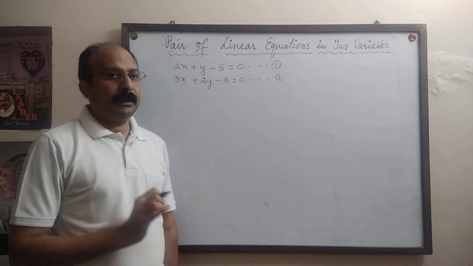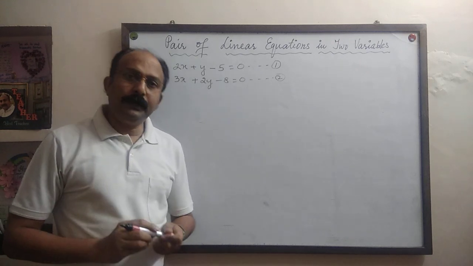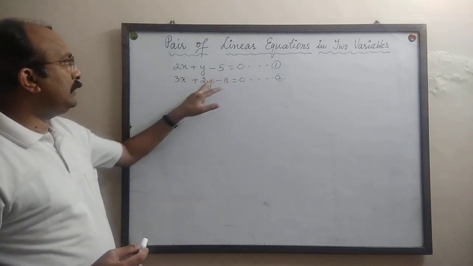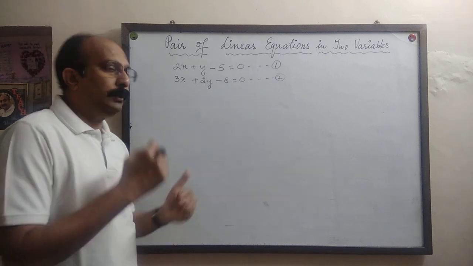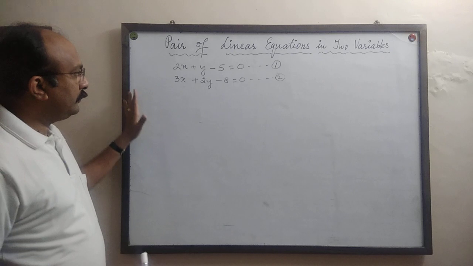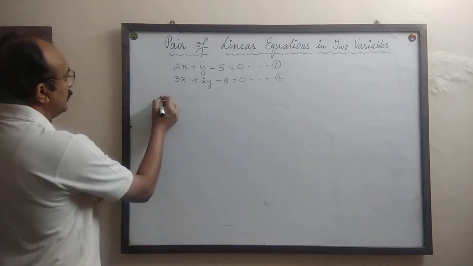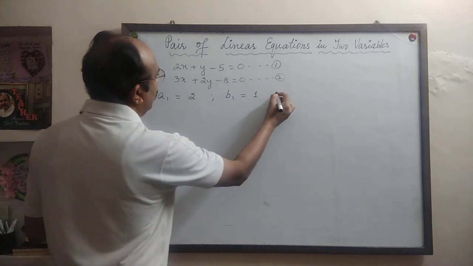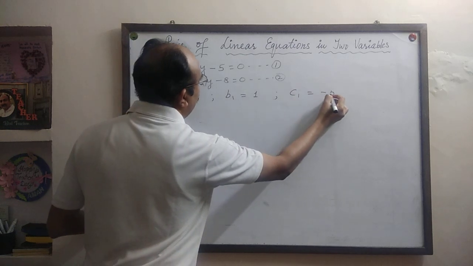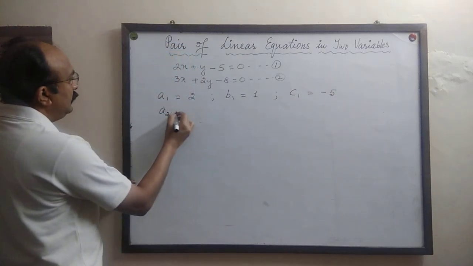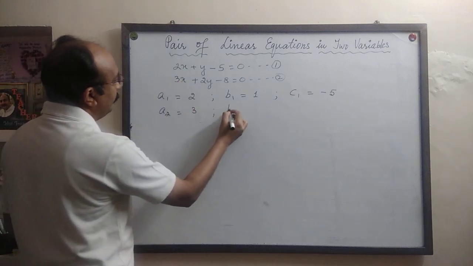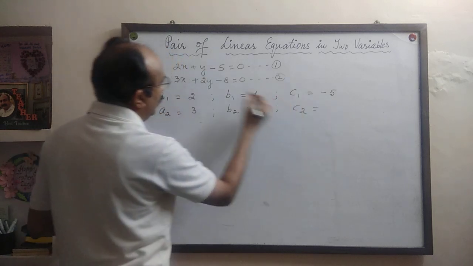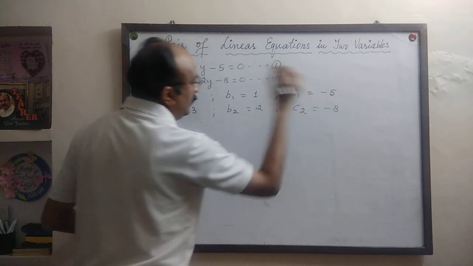While doing the questions by cross multiplication method, better you write the individual values of A1, B1, C1, A2, B2, C2, because we have to substitute these values in the formula. So better you write the individual values. Here A1 equal to 2, B1 equal to 1, and C1 equal to minus 5. A2 equal to 3, B2 equal to 2, and C2 equal to minus 8.